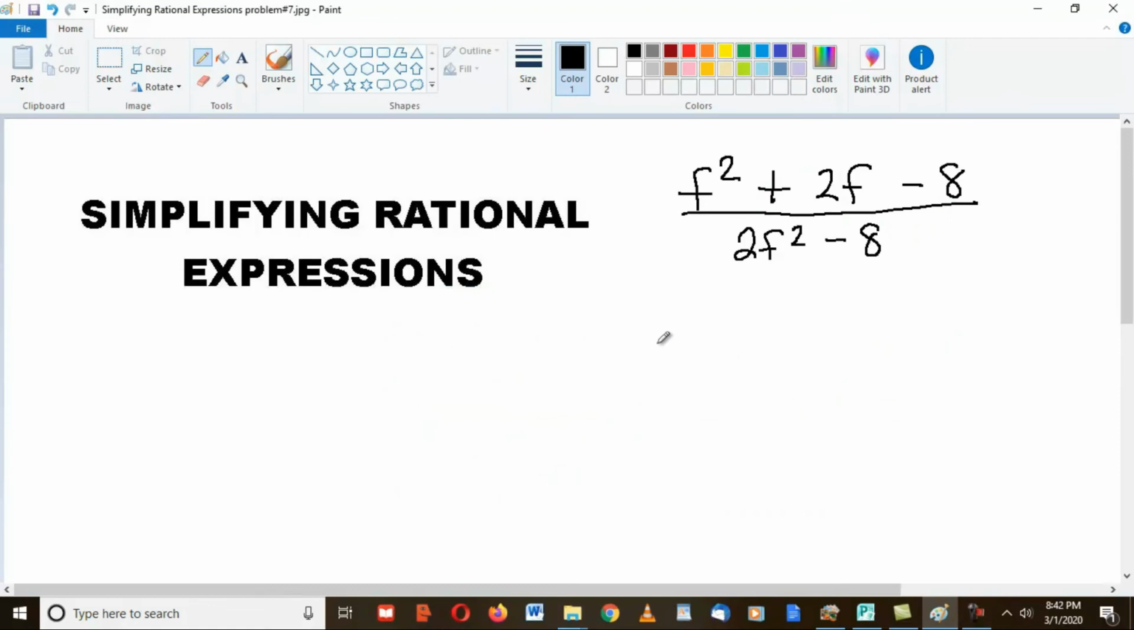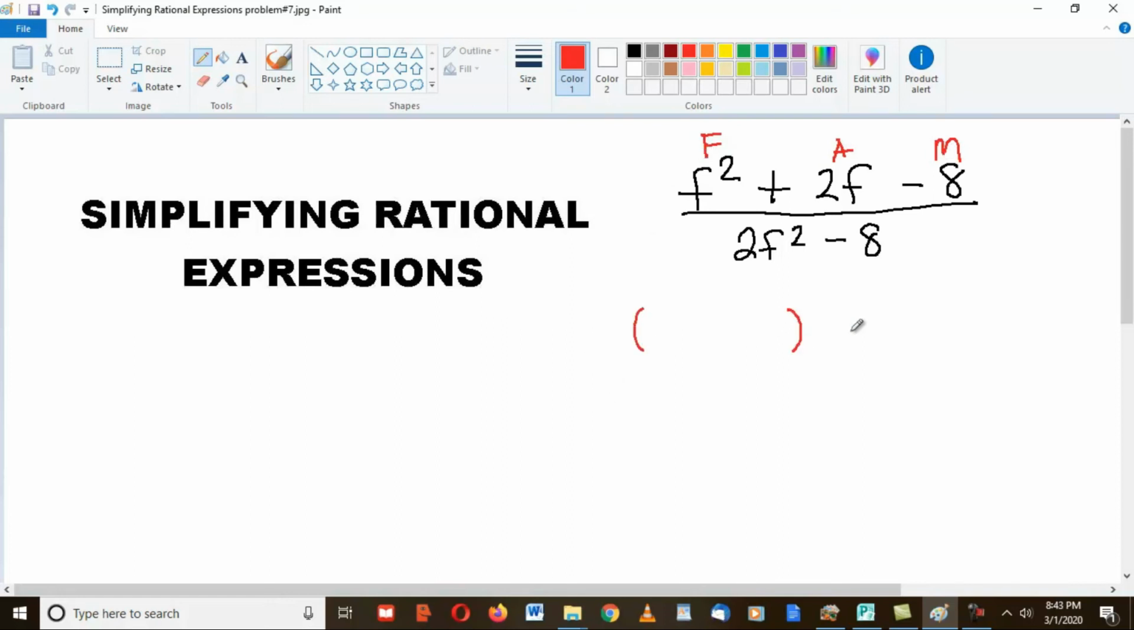Alright, let's go ahead and finish up. This is our last problem, our last challenge that we're going to do. We can solve these. Okay, so the first thing we want to do, since we have three terms here on the top, is use our FAM method. F-A-M.